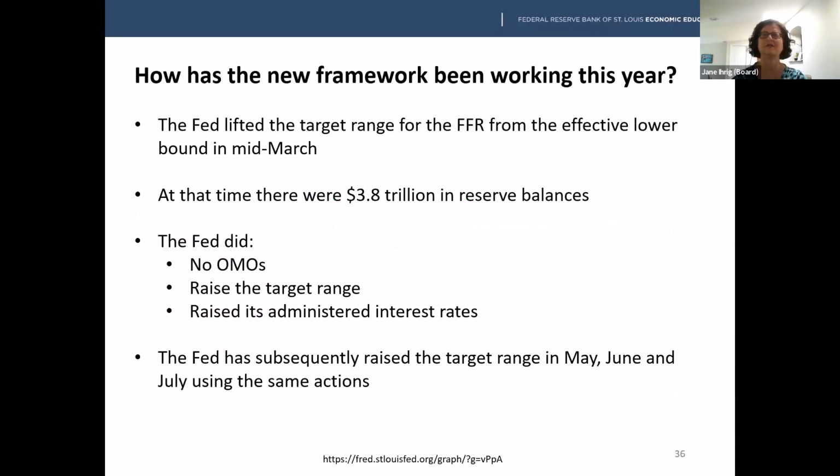So just to kind of hit home how things are working, why don't we look at what's been happening just this year, right? So in March, the Fed lifted the target range from basically the effective lower bound. At that time, there were $3.8 trillion in reserve balances in the banking system. What did the Fed do since March when it's raising rates?